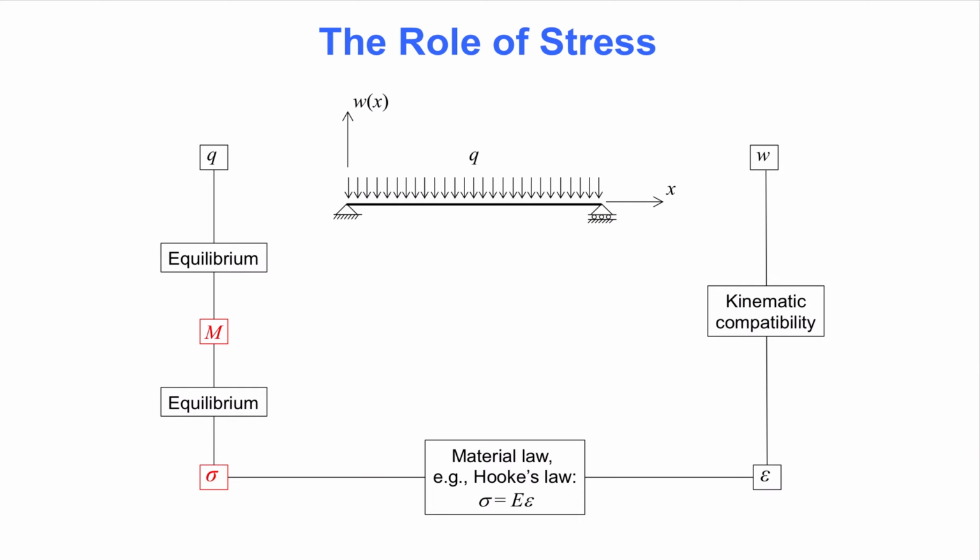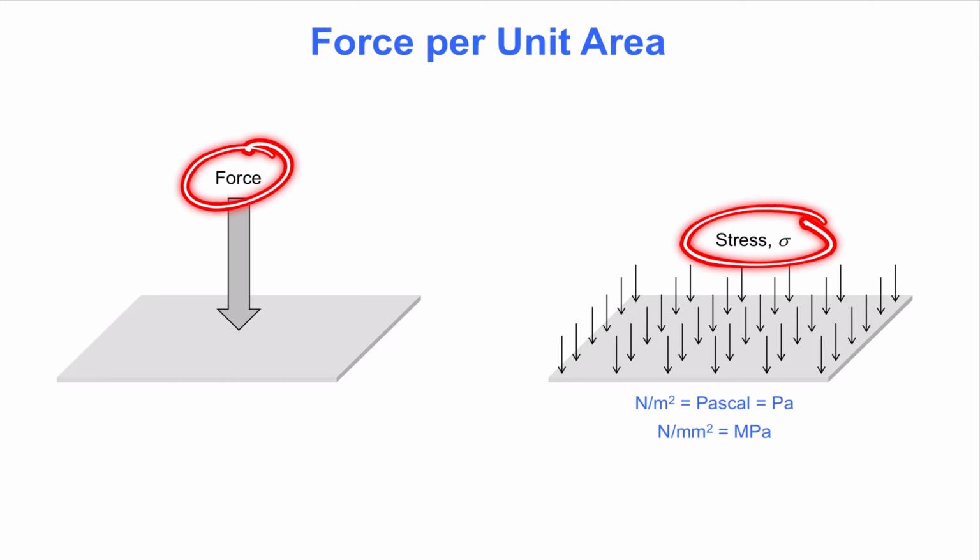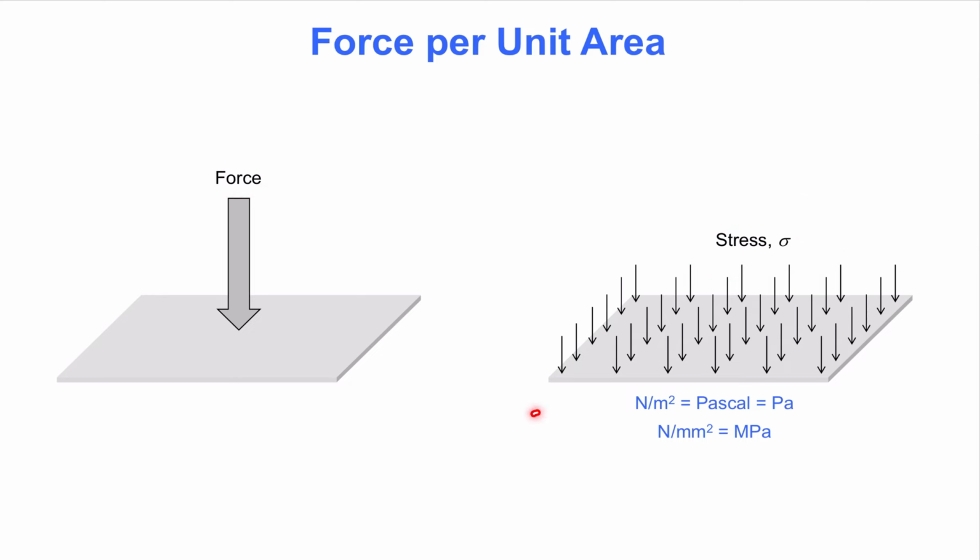The next slide introduces the manner in which stress is expressed. Stress is essentially force per unit area. When we spread this point force over the area, then we obtain a stress value. For that reason, stress is expressed in the unit of force over area. Newton per square meter, which is Pascal, is one typical unit for stress. Another popular unit for stress is Newton per square millimeter, which is megapascal.